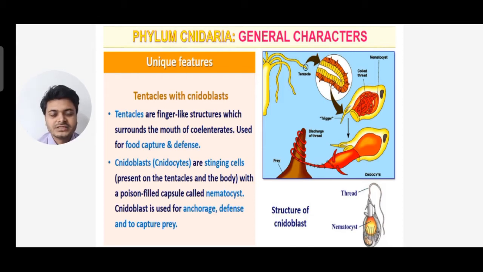Cnidoblasts or cnidocytes are stinging cells present on the tentacles and the body, with a poison-filled capsule called nematocyst. Cnidoblast is used for anchorage, defense, and to capture the prey. You can see the structure of cnidoblast, with the thread and the nematocysts given.